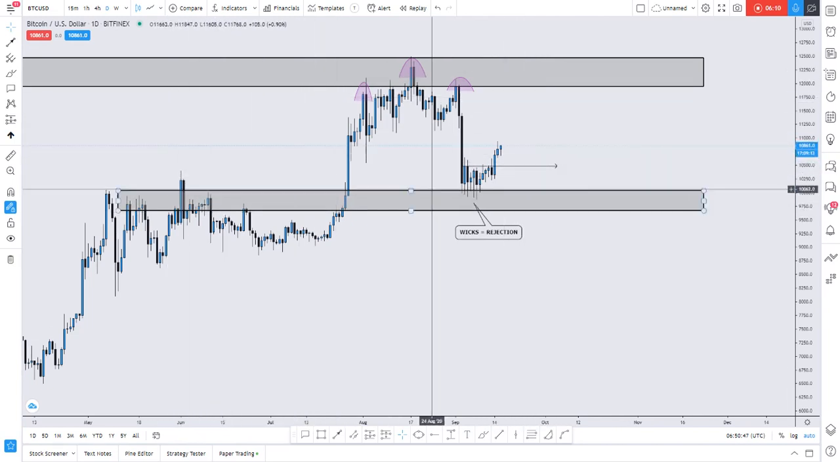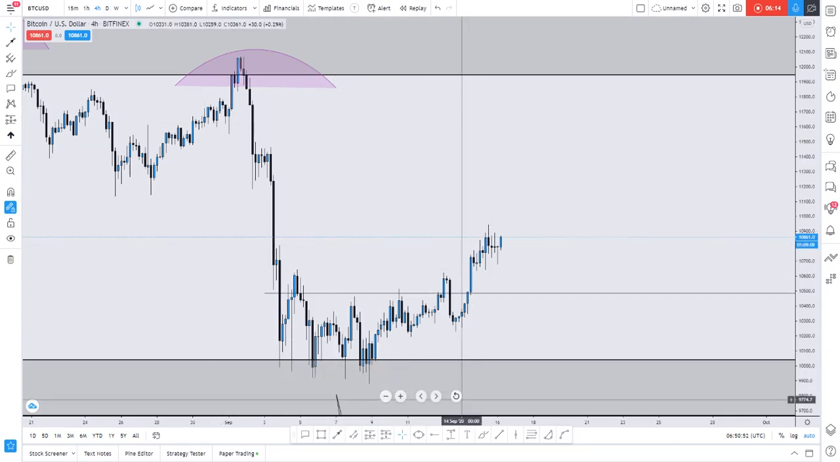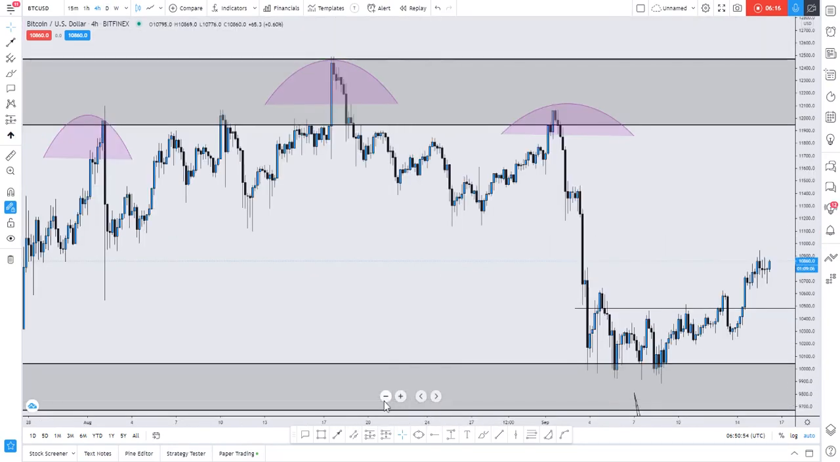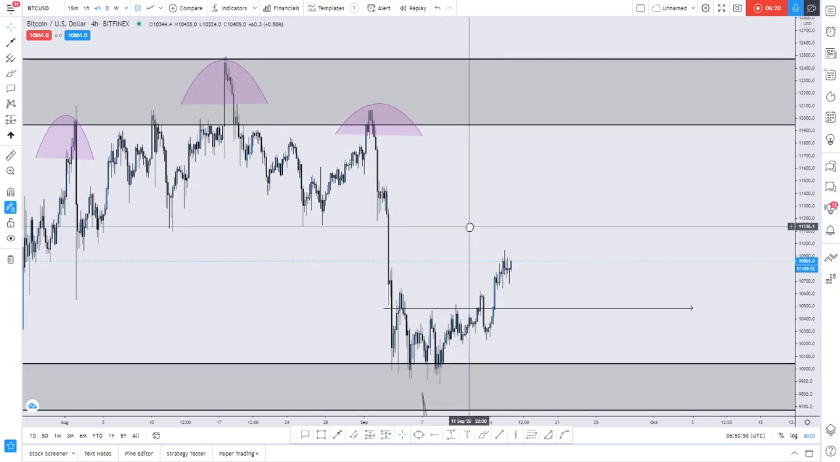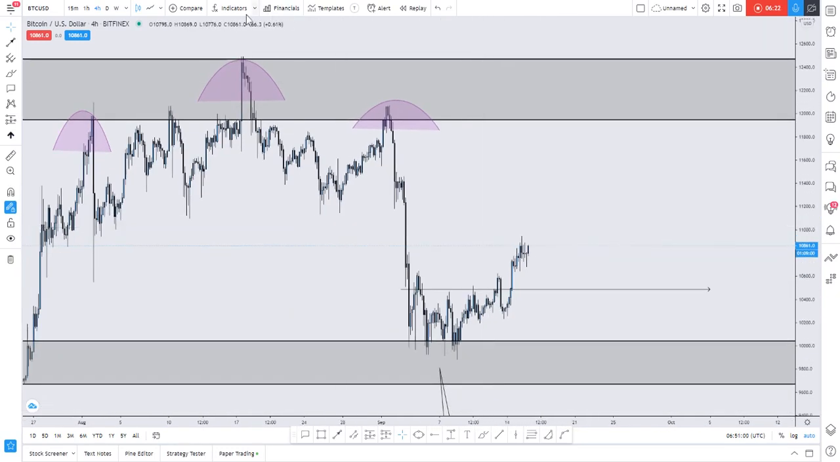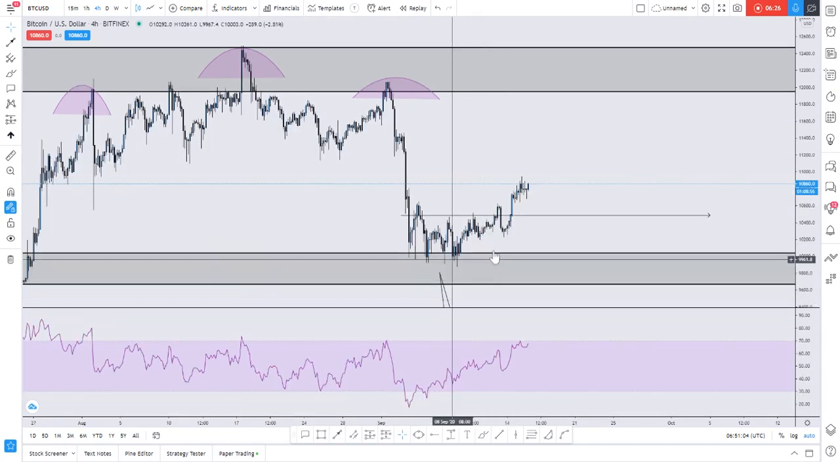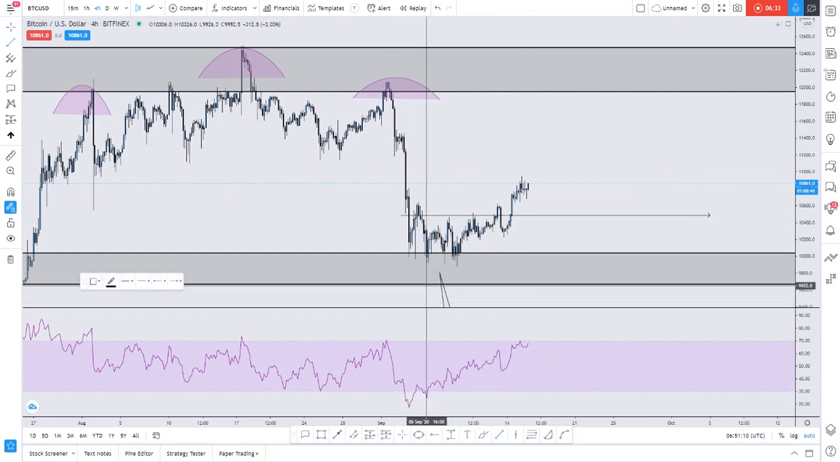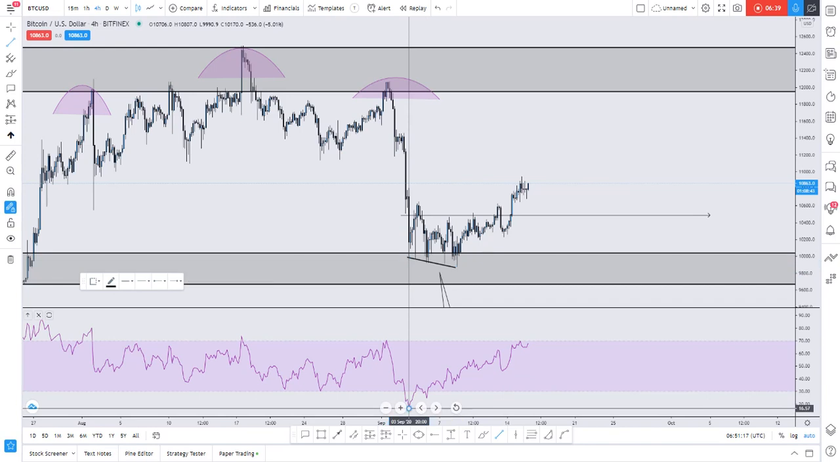So to the 4 hour time frame now. On the 4 hour time frame, let's see if we have something of relevance. Let me add my RSI on the chart. We had this bullish divergence right here. We had this bullish divergence pattern right here.